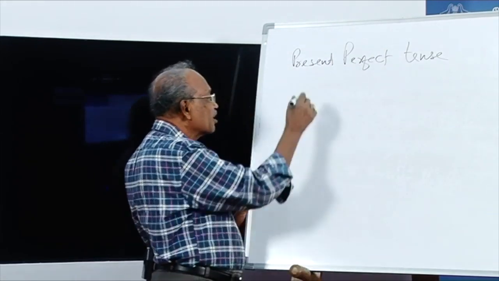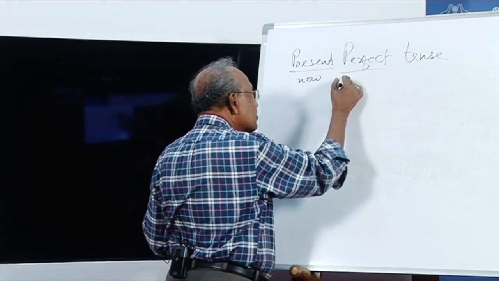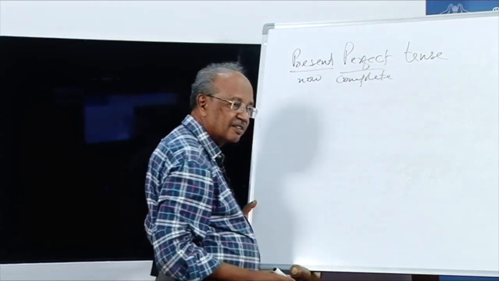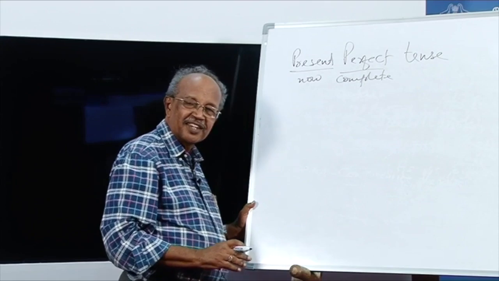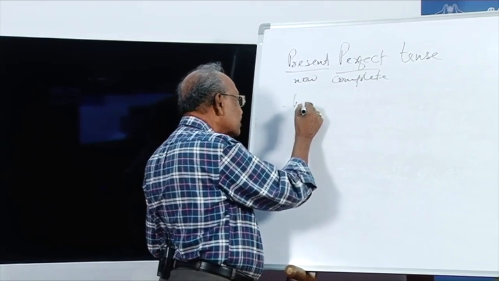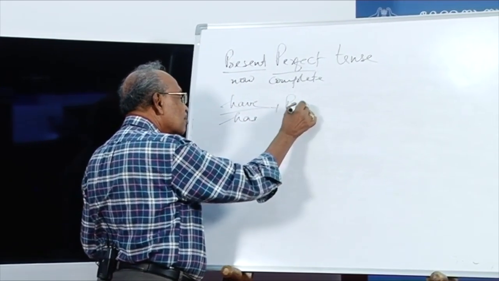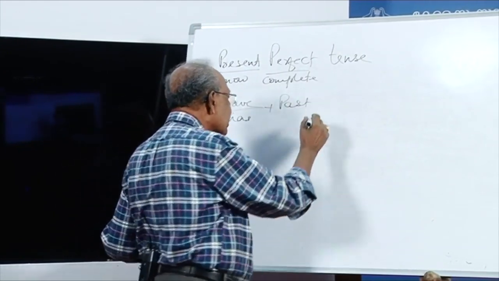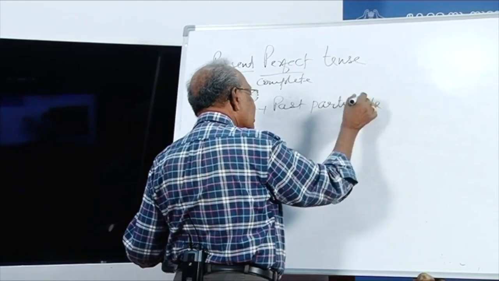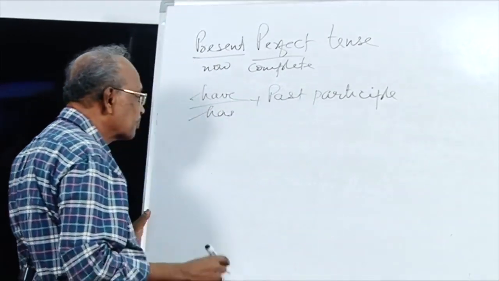See, what's the literal meaning of present? Present means now. Perfect means complete. Now complete. Time of action. Tense is time of action. Okay. The formula of present perfect is have or has plus past participle of the main verb.